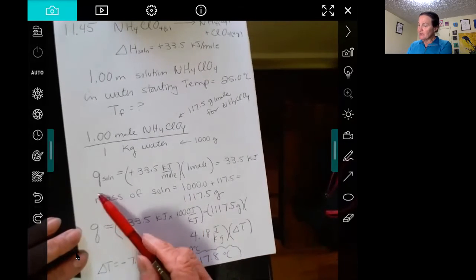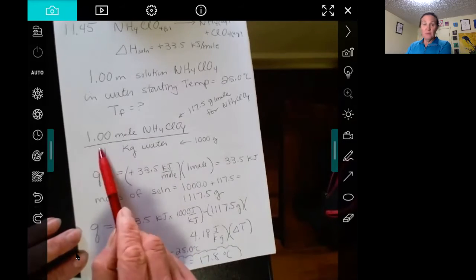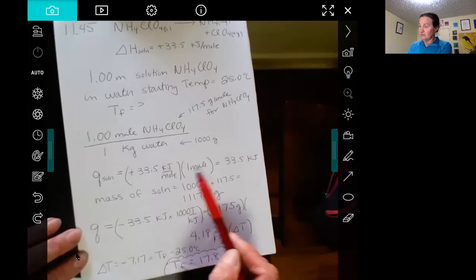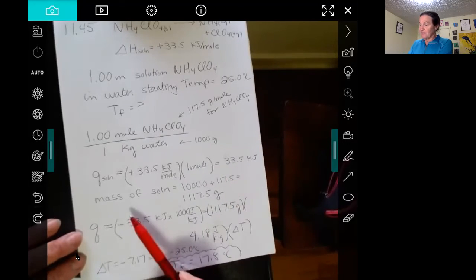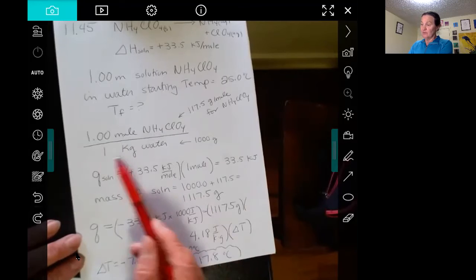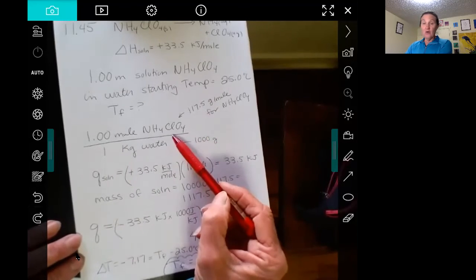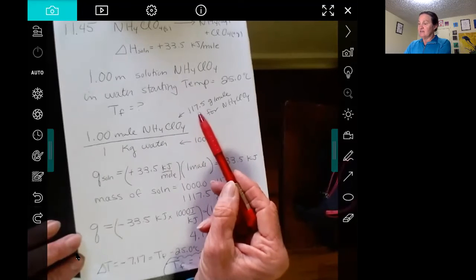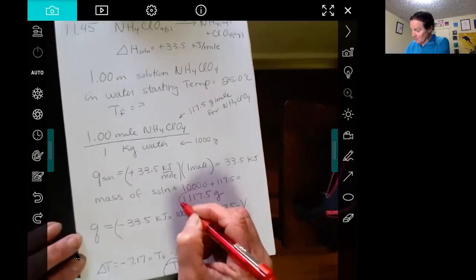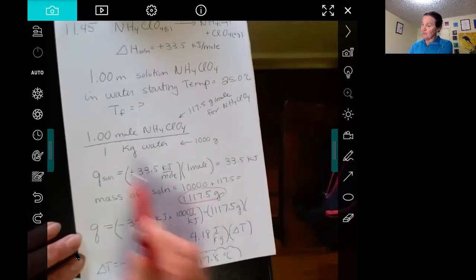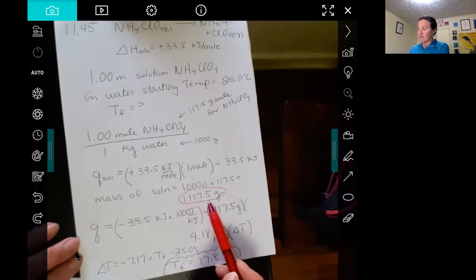So the Q for the solution will be 33.5 kilojoules per mole. And if I'm making a 1 molal solution, I want 1 mole dissolved. So that means it's going to be 33.5 kilojoules. The mass of the total solution will be the 1 kilogram of water changed into grams, plus if I have a mole of this compound in there, it adds another 117.5 grams. So the total mass of the solution, the water, the 1 kilogram, plus the 1 mole of the ammonium perchlorate, it's going to be 1,117.5 grams.